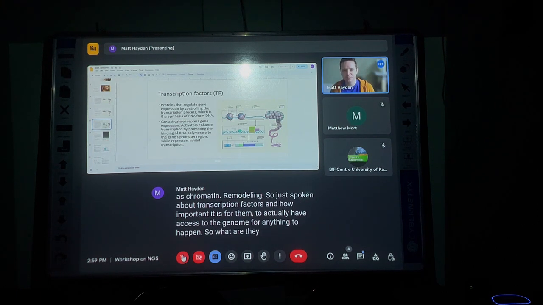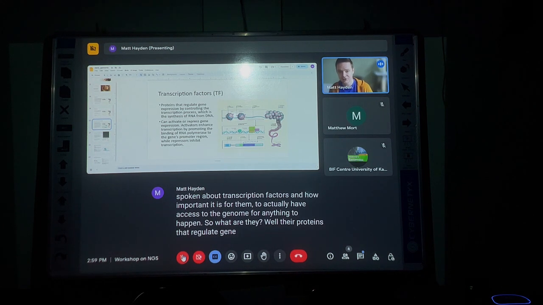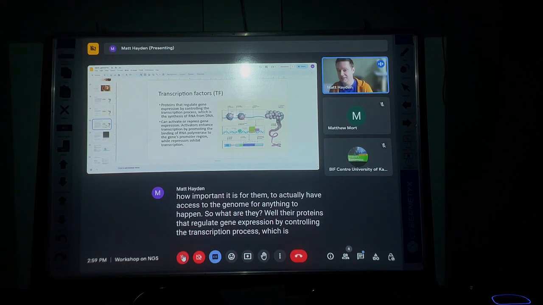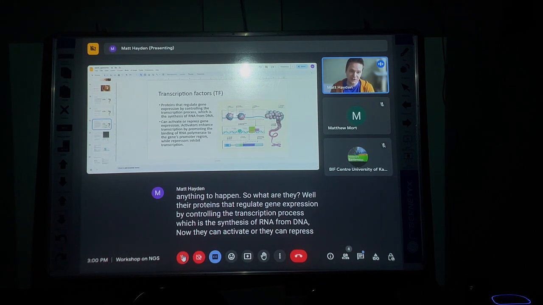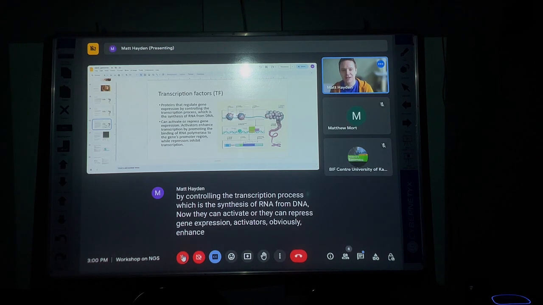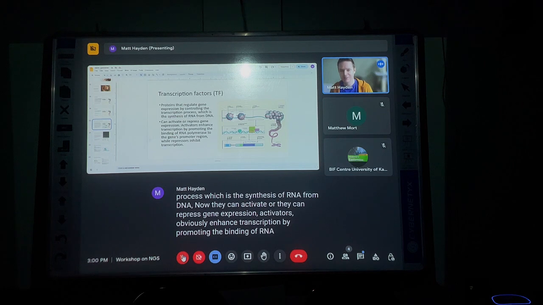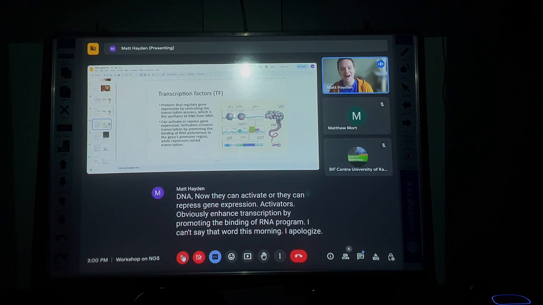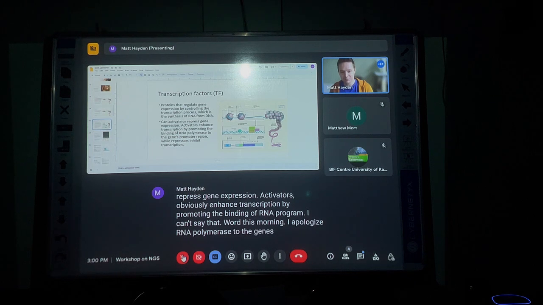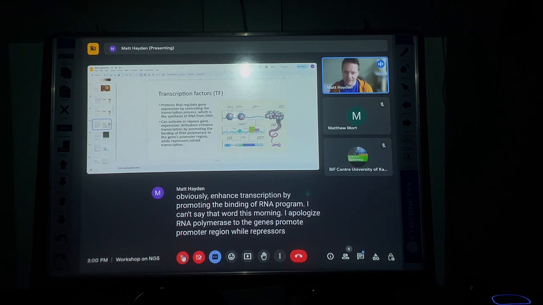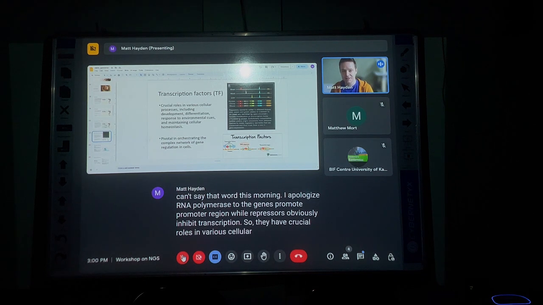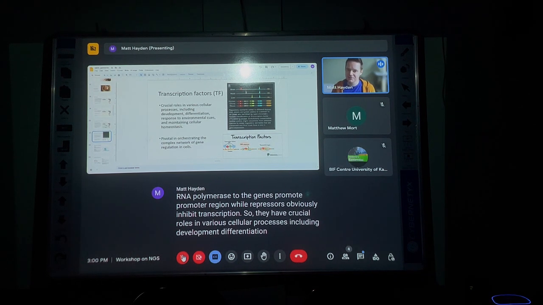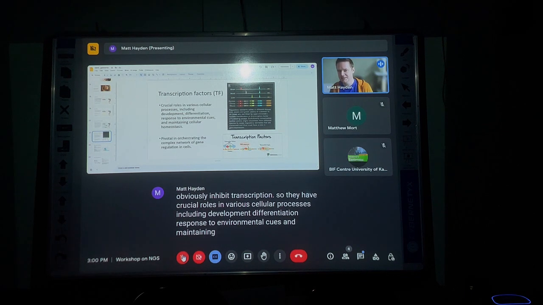So what are they? They're proteins that regulate gene expression by controlling the transcription process, which is the synthesis of RNA from DNA. Now they can activate or they can repress gene expression. Activators obviously enhance transcription by promoting the binding of RNA polymerase to the gene's promoter region, or repressors, obviously, inhibit transcription. So they have crucial roles in various cellular processes, including development, differentiation, response to environmental cues, and maintaining cellular homeostasis.